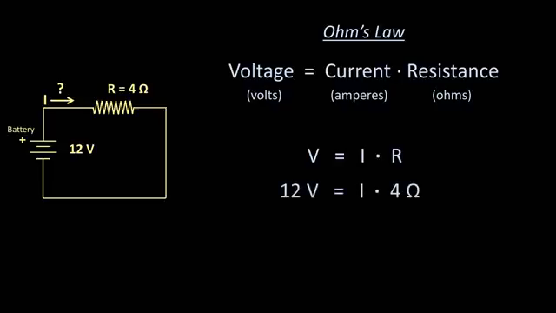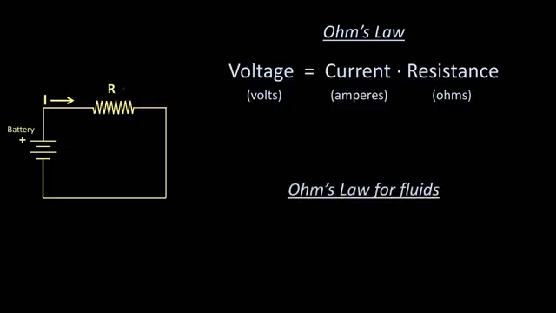So 12 volts equals current times 4 ohms, and the current is 3 amperes, usually shortened to amps. It's very straightforward. But how do we apply the same concept to fluids? In fluids, voltage, which is the difference in electrical potential in electricity and magnetism, is replaced by the difference in pressure between 2 points. Current, which is nothing more than the flow of charge, is replaced by fluid flow, and resistance is left as resistance.